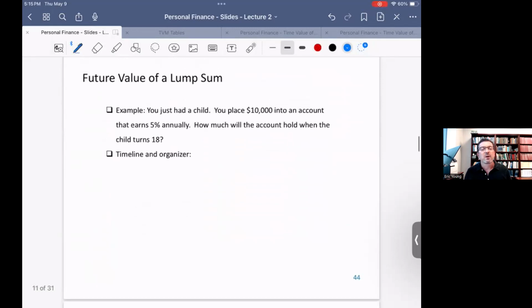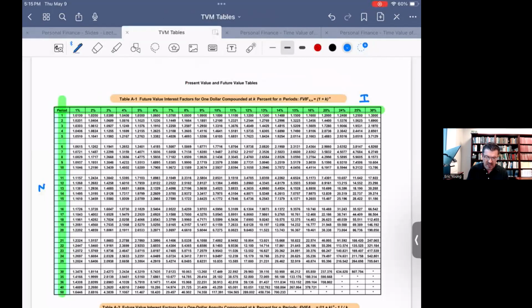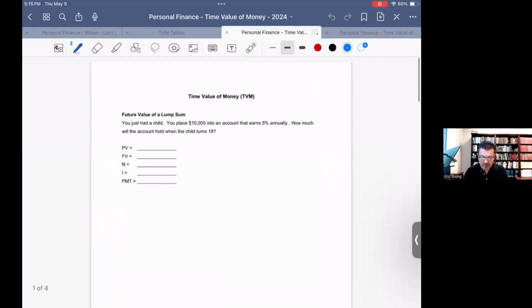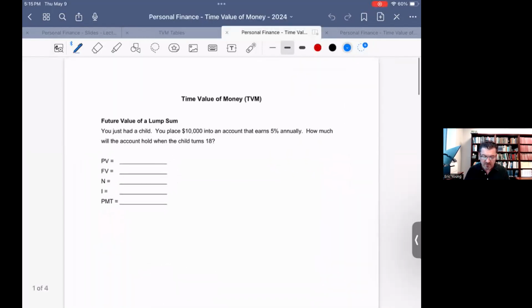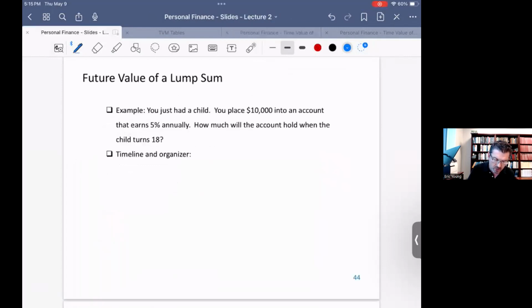For all of these, we're going to learn the context, and then we're going to do some examples. On the website, in addition to the tables that are here, you're also going to see this handout. It's on the website for you, so you can actually follow along on this as I'm doing the calculations. Okay, so here's an example.